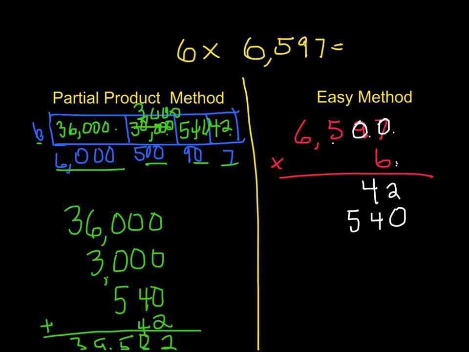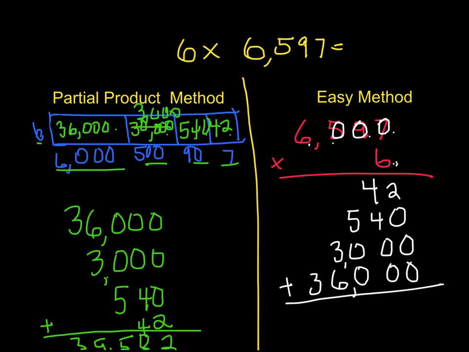6 times 5 is 30, plus the 2 zeros. Then 6 times 6,000. 6 times 6 is 36. And all the rest of these zeros get moved down to the answer spot. Ready to add up my partial products? 2, 8, 5, 9, 3, comma. So my final answer, my final product is 39,582.